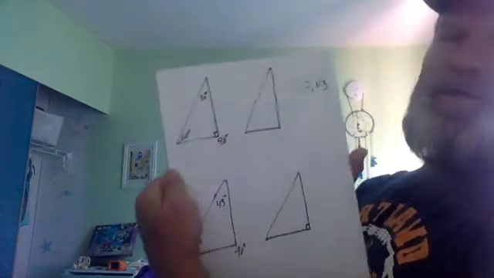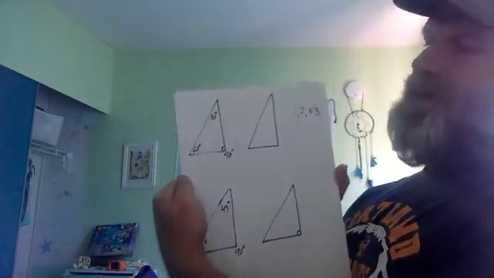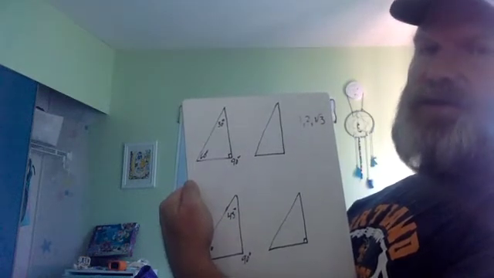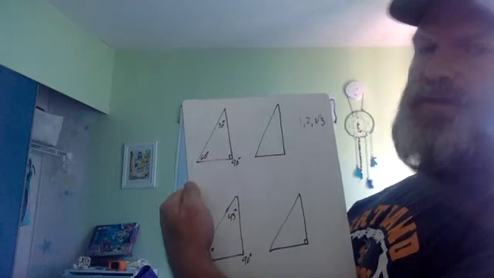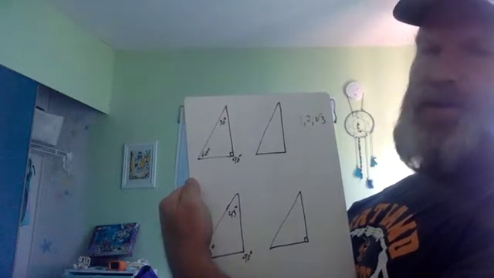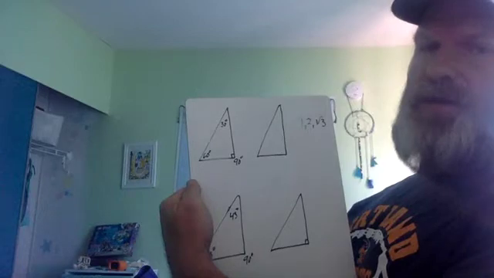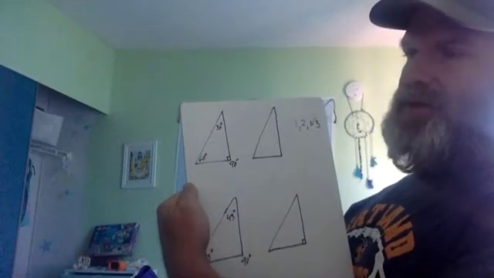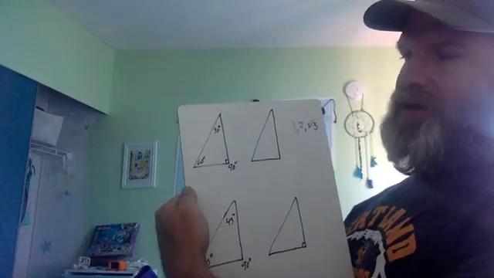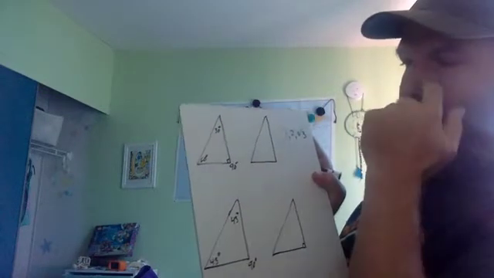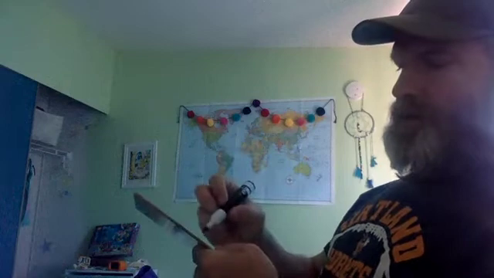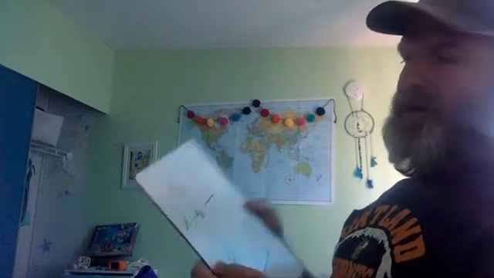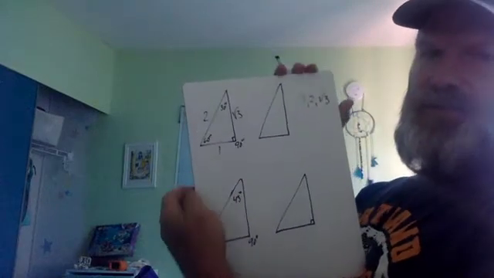The reason I'm telling you that is because whatever side is across from the smallest angle is the smallest side. Whatever side is across from the 90-degree angle, aka the hypotenuse, is the longest side. So the longest side in a right triangle is always the hypotenuse, and the shortest side is across from the shortest angle. So 1 is going to be across from 30. 2 is going to be your hypotenuse. And square root of 3 is across from 60. So that's how you remember this triangle.